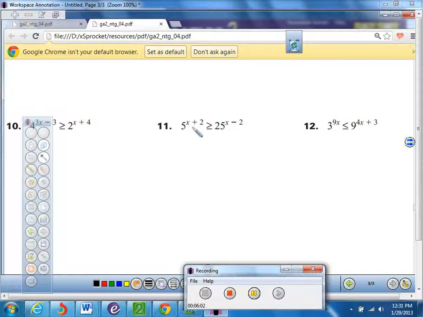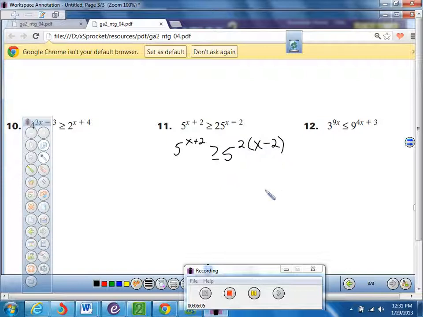Alright, finally let's look at number 11 here. We want the same base, so we're going to get 25 in terms of 5. So I know 5 squared gives me 25. Okay, again, we're going to distribute the 2 through. So we end up with x plus 2 is greater than or equal to 2x minus 4, because 2 times x gives me 2x, and 2 times negative 2 gives me negative 4.